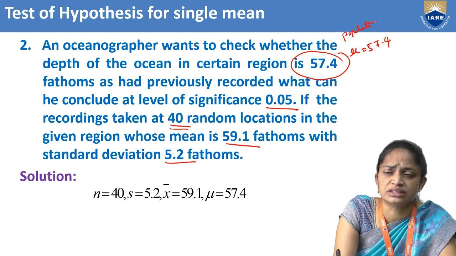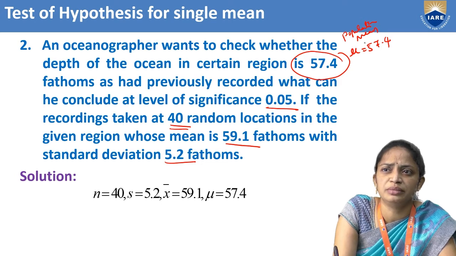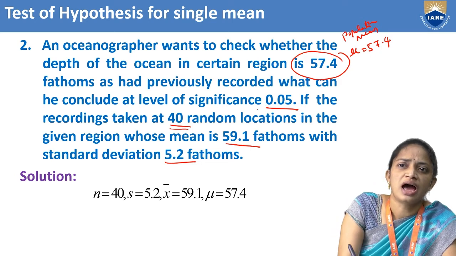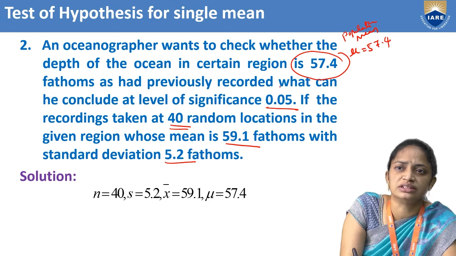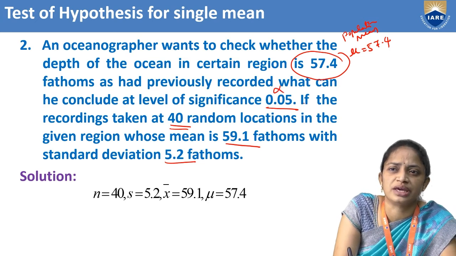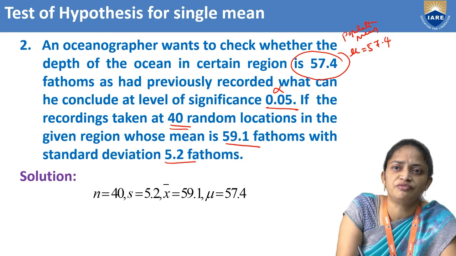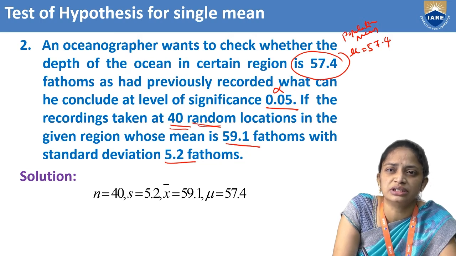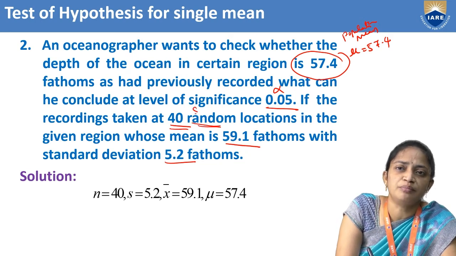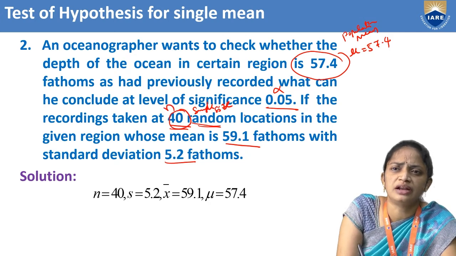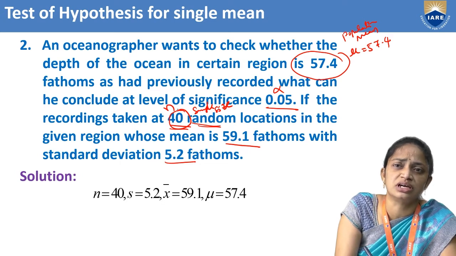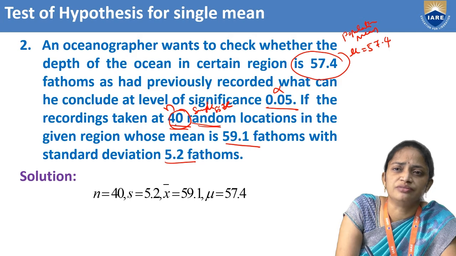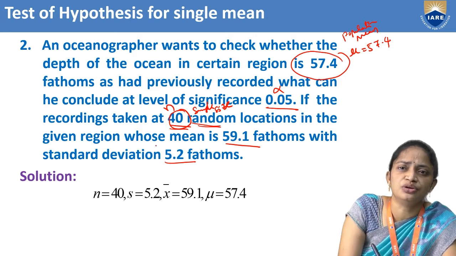The huge amount is nothing but the population. Here they have given that the population mean is 57.4 and the level of significance alpha equal to 0.05. The recordings were taken from 40 random locations, which means they have given the sample size. The sample size is nothing but n, so n equal to 40.